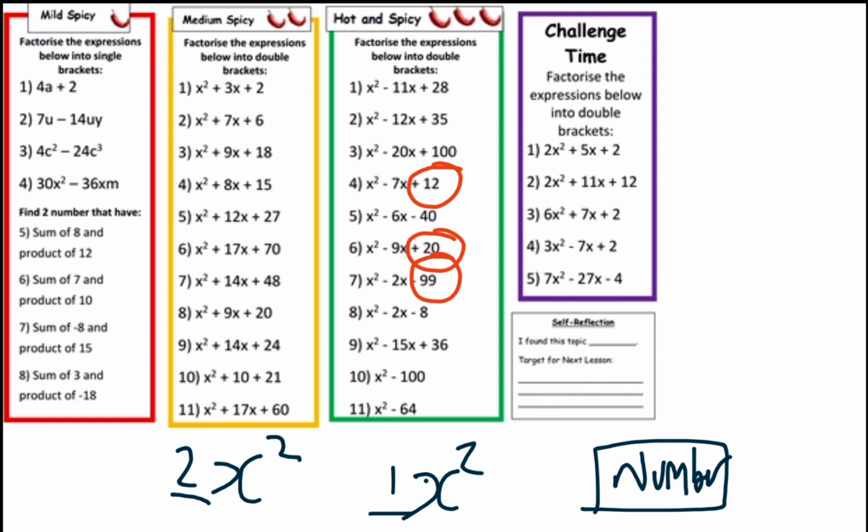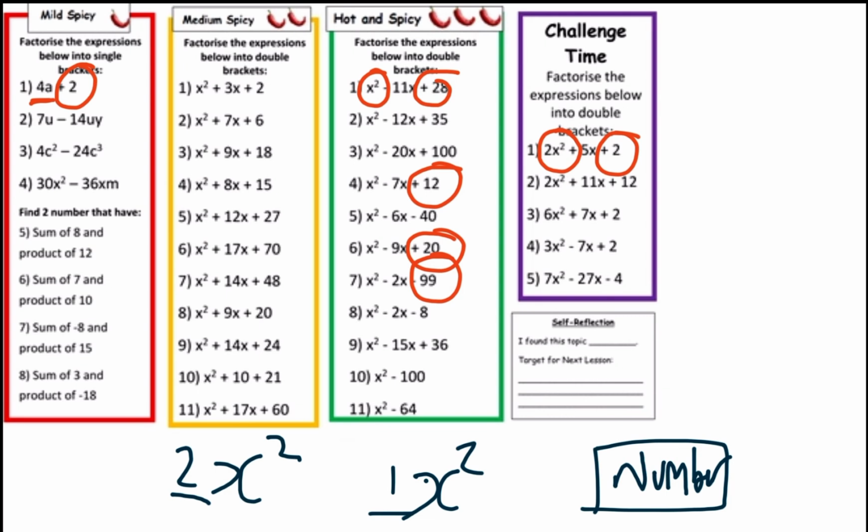So what you're looking for before you start this: has it got an x squared term, and has it got a number term? Has it got an x squared term? Has it got a number term? But this one doesn't have an x squared term, so that's different. What we're looking for are x squared terms and number terms.